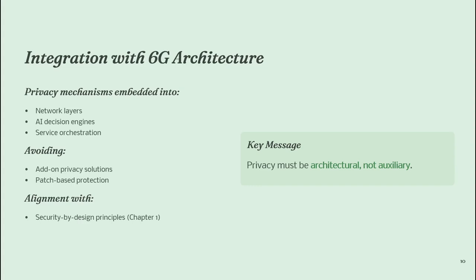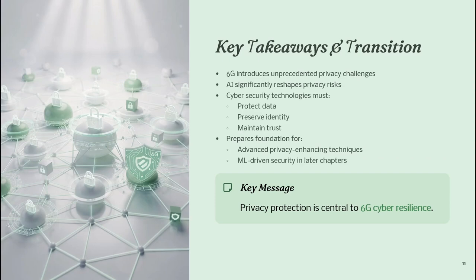So at the end, the takeaway and transition. To summarize, this unit introduced the privacy challenges driven by AI, massive data collection, and continuous connectivity. Cybersecurity technologies must evolve to protect not only systems but also identity, behavior, and personal information. Trust in 6G depends on strong privacy guarantees. It sets the foundation for more advanced privacy-enhancing and AI-driven security techniques, which we will explore further in the upcoming chapters.